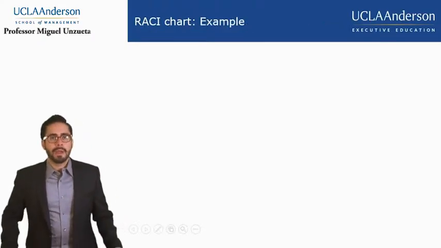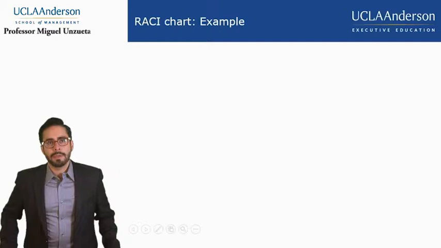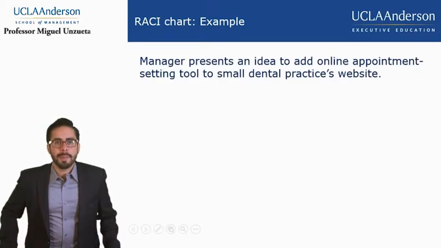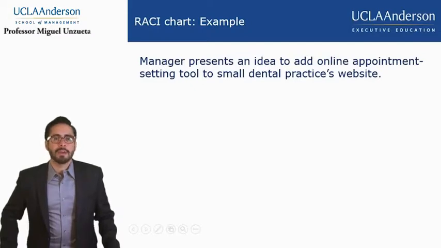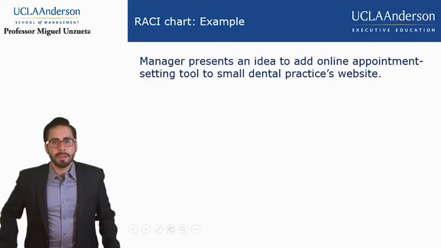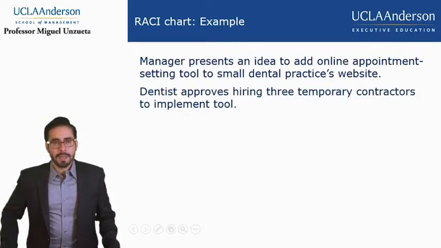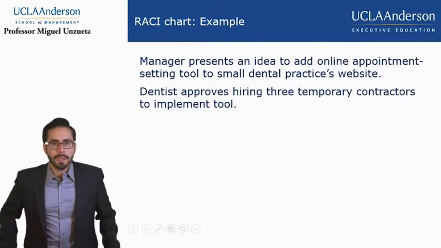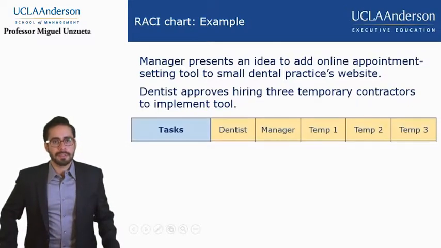To really get our heads around how these RACI charts can be useful, let's take a more specific example. So let's imagine a manager of a small dentist office wants to add an online appointment system. The dentist, who in this case would be the leader, thinks it's a great idea and approves the hiring of 3 temporary contract workers to actually implement these tools. Now, to get this tool established at the dentist practice, it's important to break down this idea into specific tasks.